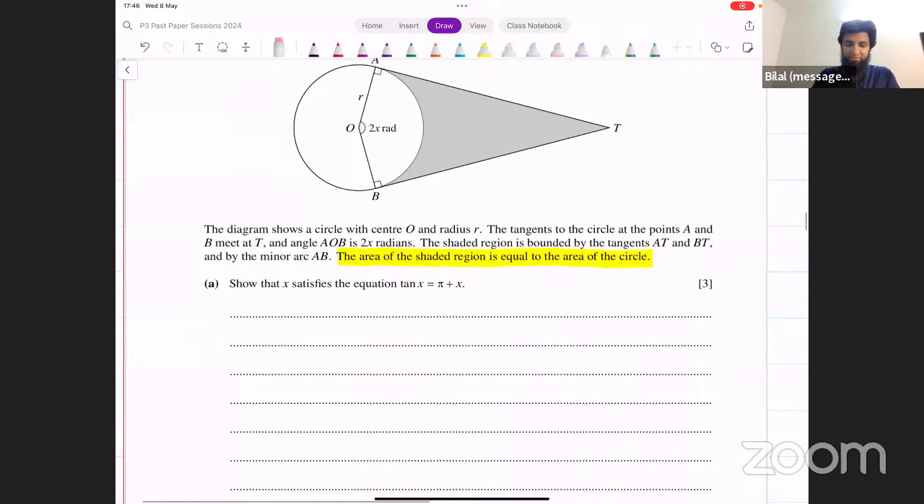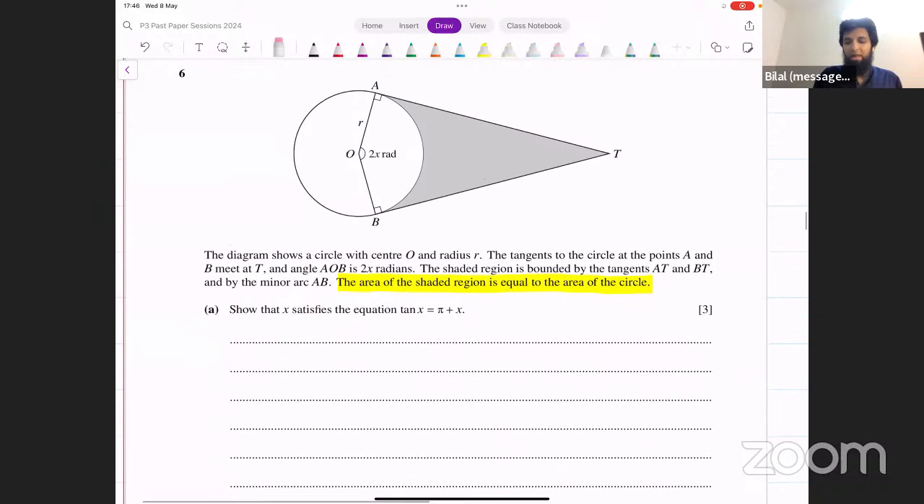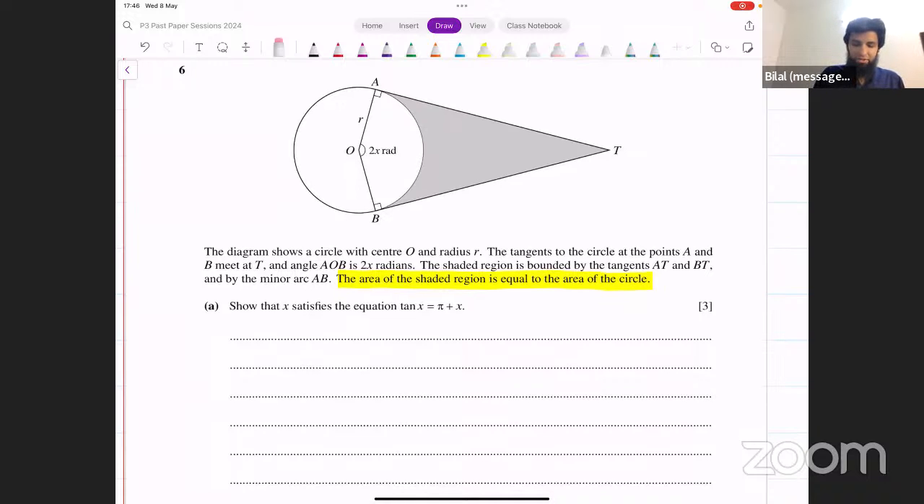Now let's try this. Area of the shaded region is equal to the area of the circle. Area of the circle is straightforward. That's just pi r squared, right? The radius is r, so the area of the circle is pi r squared. We can figure that out. The problem is, how do you find the area of the shaded region?